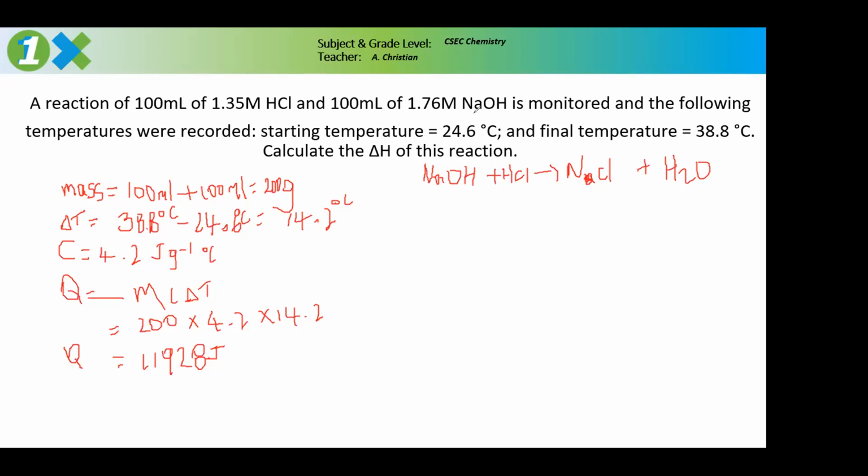Look at the question. What is the question asking you for? The delta H of the reaction. Delta H of the reaction. So you now need to first find how much is in 1 mole of water. This will not give you 1 mole of water when you calculate. So if you choose any one of them, this is 1.76. Anybody not following, I should ask?